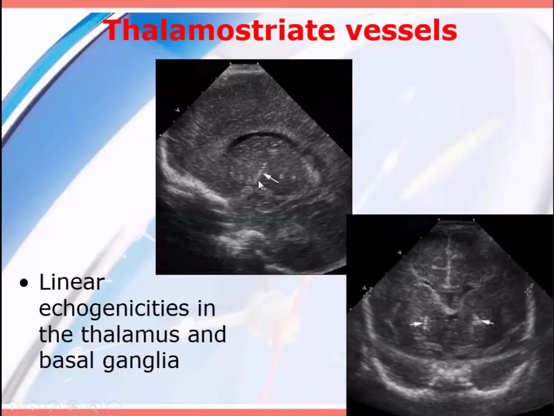The differential diagnosis also include Down syndrome, hydrops fetalis, sometimes in hypoxic ischemic encephalopathy. So thalamostriate vasculopathy is an important finding that you have to do TORCH screening if you find it. Then we have the extraaxial collections, and you can see here it's very sensitive, the ultrasound, to detect the extraaxial collections.